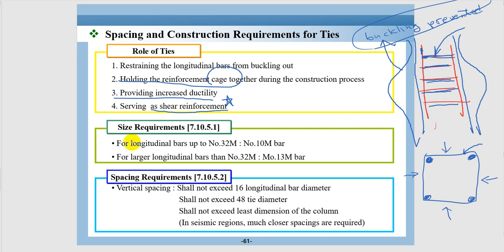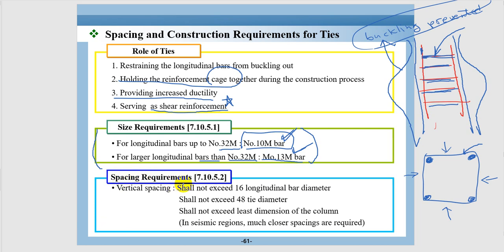And size requirements: ACI 7.10.5.1 specifies the size requirements for longitudinal bars up to 32 millimeter. So we need at least 10 millimeter tie bars. However, the tie bar increases to 13 millimeter when we have longitudinal bars larger than 32 millimeter. These are important, so the tie bar size is either 10 or 13. Some countries use 12 millimeter bar, but we don't have 13 millimeter bar in Korea.